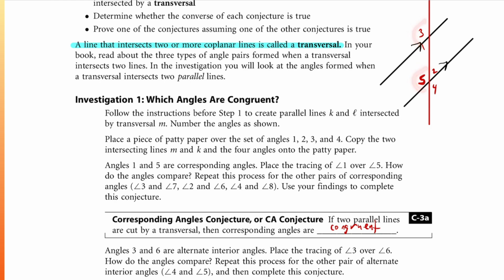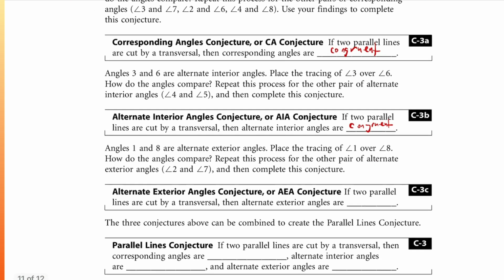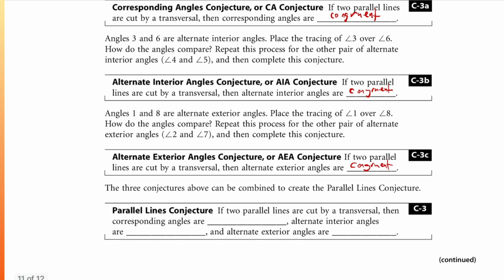Parallel line conjecture: if two parallel lines are cut by a transversal, then the corresponding angles are congruent. Alternate interior angles are congruent. And alternate exterior angles are also congruent. All right, let's take a look at some examples here.